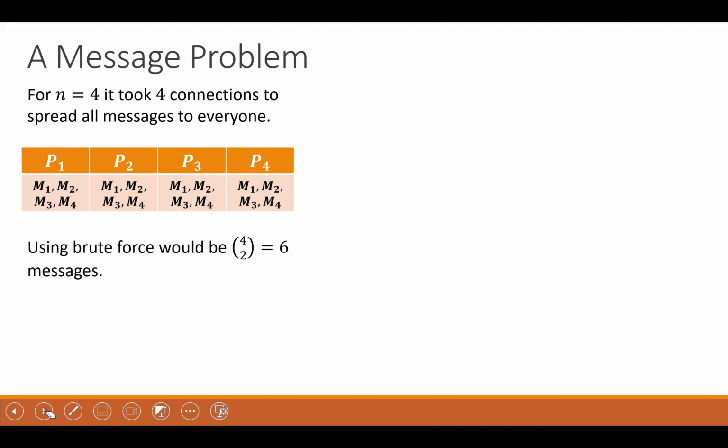If we used our original brute force algorithm, which we didn't think too much about, we would have 4 people and we'd look at every single connection we can make. There would be 6 connections. All right, so we've improved it a little bit. The question is, can we now extend this a little more?